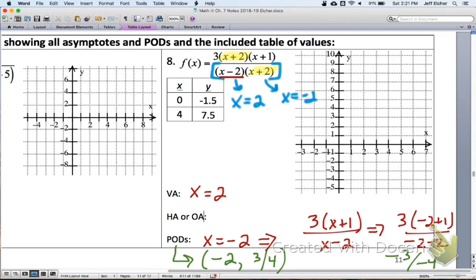Okay, we're almost there, almost ready to graph. All we need is the horizontal asymptote. Well, in this case, the degree in the numerator is 2 because you have 2 x's. The degree in the denominator is 2 because you have 2 x's. So you'd have something like a 3x squared in the numerator, and then you'd have an x squared in the denominator.